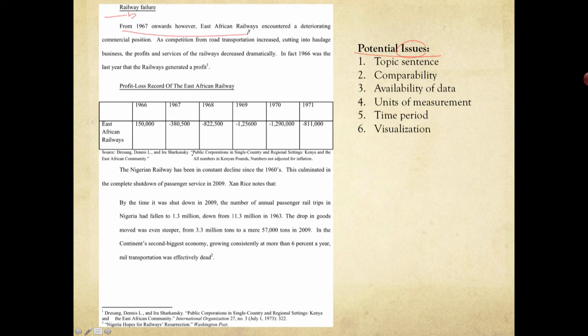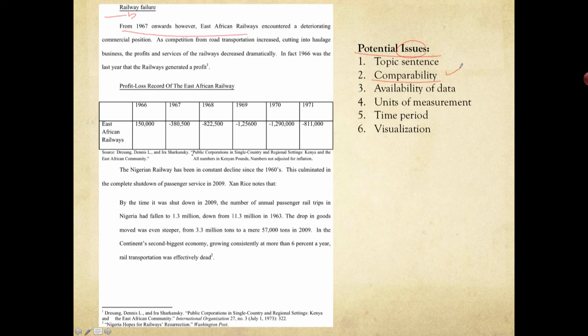The second thing that could have been more effective is talk to us a little bit about the comparability of these two railroads. It really would be helpful to give the reader a sense of how similar and different these railroads are. I mean, could it possibly be that the Nigerian railroad was largely a commuter railroad, whereas in East Africa it was a national railroad, or vice versa? Give us some sort of sense of how similar and different these two railroads are in terms of their size and the activities that they were engaged in. And that would give us a better sense of the comparability of those two cases.